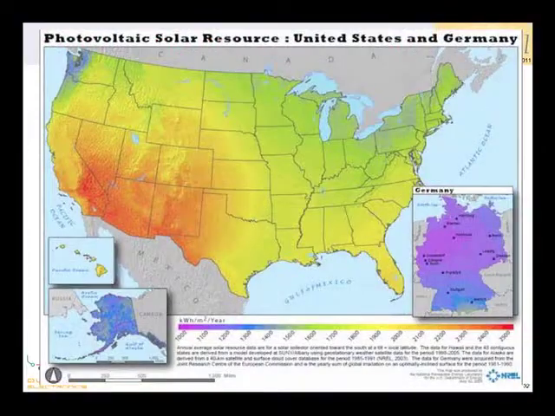This is the solar radiation in the US, this is the solar radiation in Germany. And the more red it is, the more solar radiation you have. Of course, places like Arizona and Nevada have lots of solar, and California as well. This is the US, and this is Germany. Germany has about the same solar radiation as Alaska. So with that solar resource, they are willing to spend money and do such huge installations.